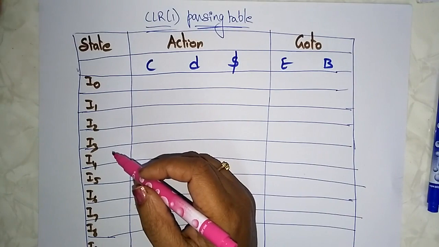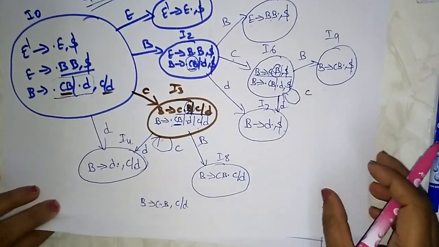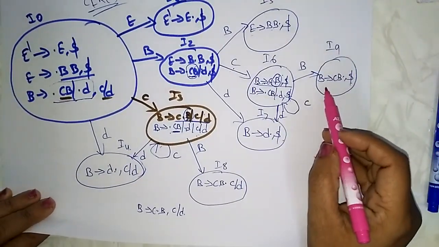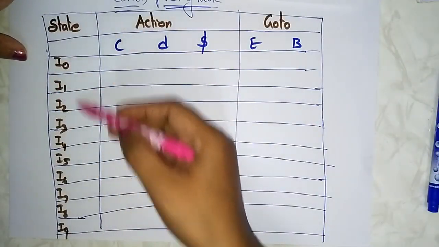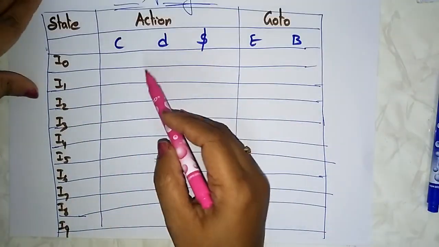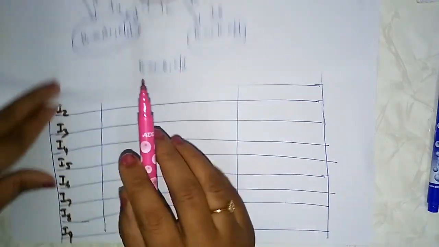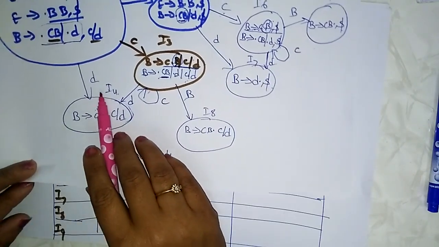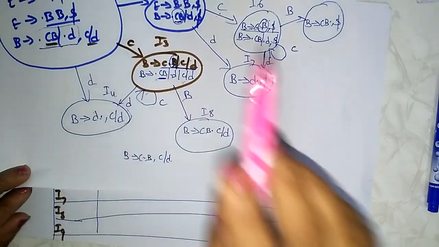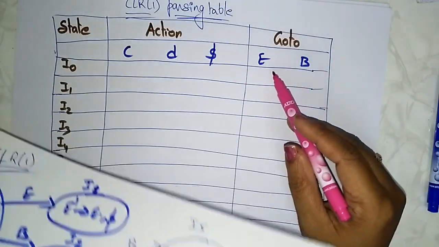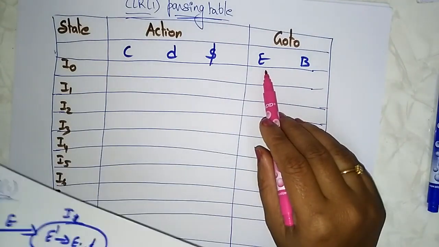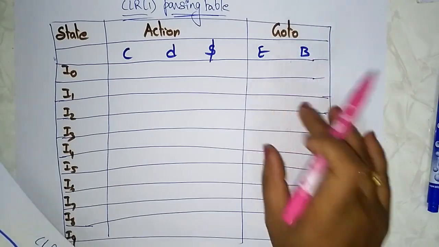So the total number of states that you get while you draw the diagram is 0 to 9, so 10 states are there. So just write 10 states here, and actions is only for the terminals. So there you need to write the shift operation: C, D and the dollar, and goto is for non-terminals. So you need to write the state number here on E and B.